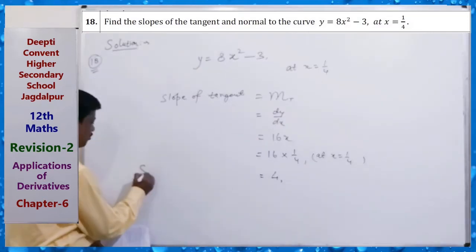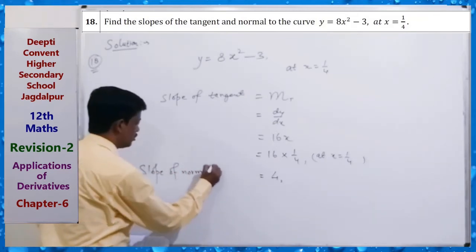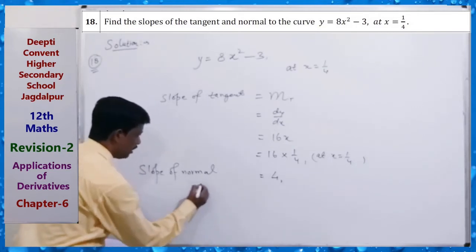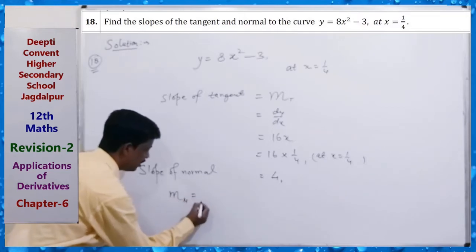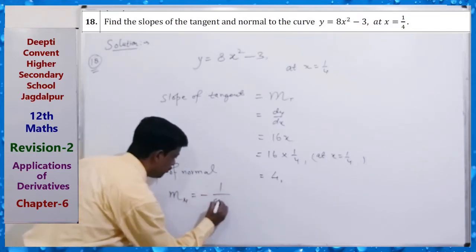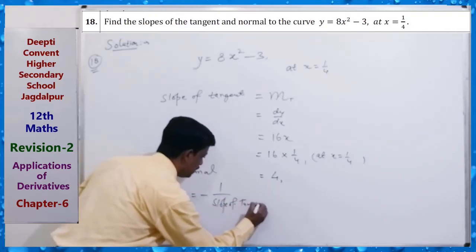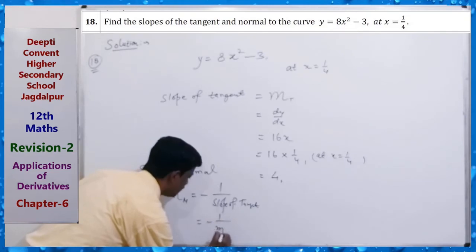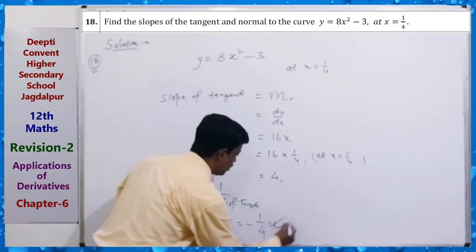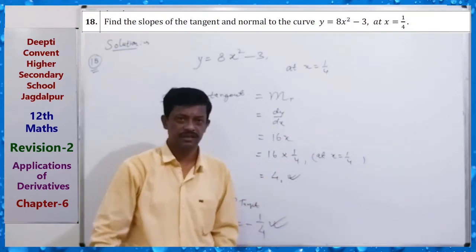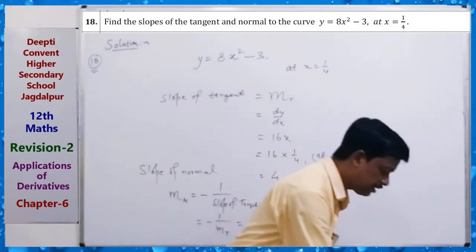Similarly, the slope of the normal equals minus 1 upon the slope of the tangent, that is minus 1 upon mt. That is minus 1 upon 4. This is the slope of the normal, and this is the slope of the tangent. So these are the answers of question 18. Very simple question. Okay. Now I will take question 17.